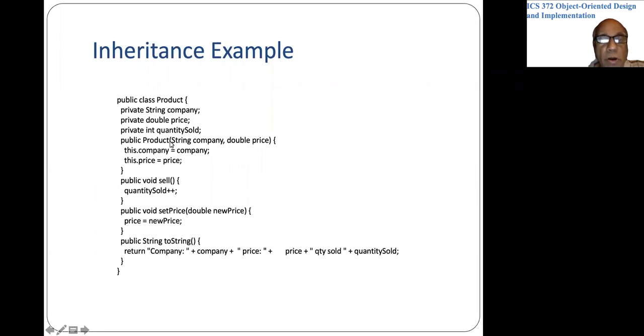So you create a product like this, passing the company name and price. Those are stored in these fields. Then whenever the product is sold, we increment quantity, we can change the price. There is a toString method. So that is the product class.